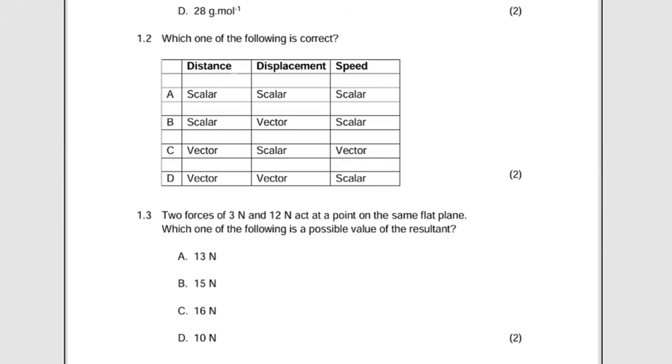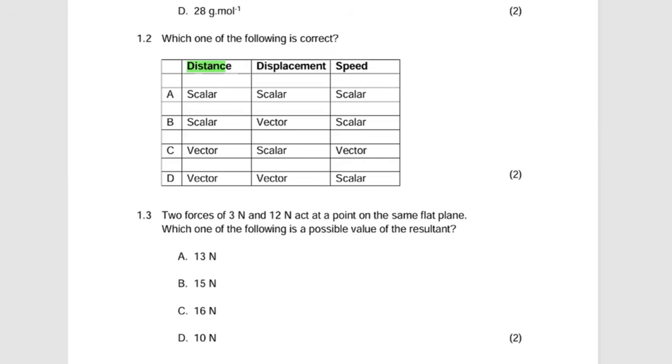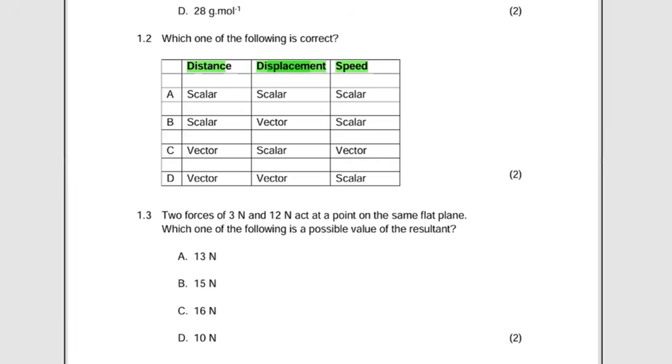Then to proceed to question 1.2, which reads: which one of the following is correct? So we're looking for a correct option. We're given distance, displacement, and speed. It seems we're supposed to identify them as scalar and vector quantities. So I will automatically select speed and say this one is a scalar quantity. The next one is displacement, which is a vector quantity. The final one is distance, which is a scalar quantity. So these are the options that we are looking for.